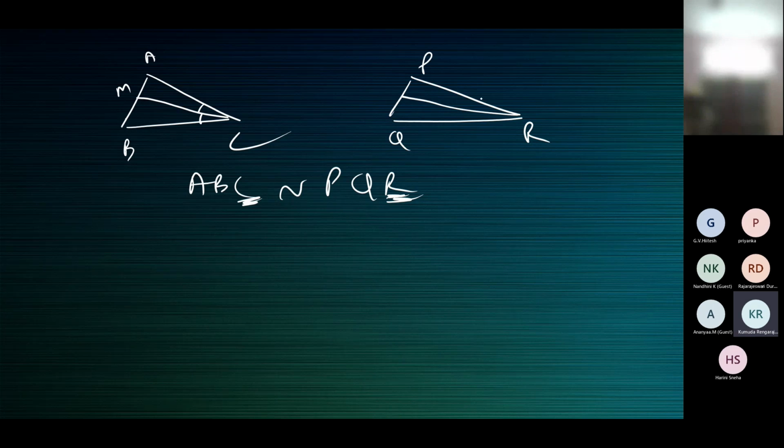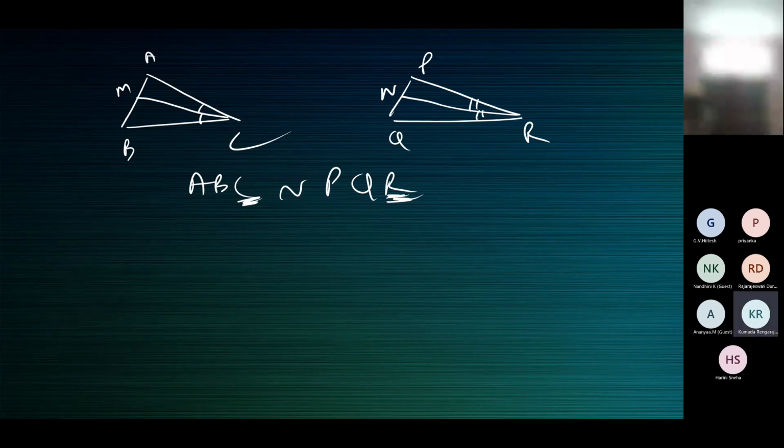then the corresponding angle here is R. So RN is the bisector of angle R. So this is what we mean by corresponding. If you take the angle bisector of C, you must, in the other triangle, take the bisector of angle R.